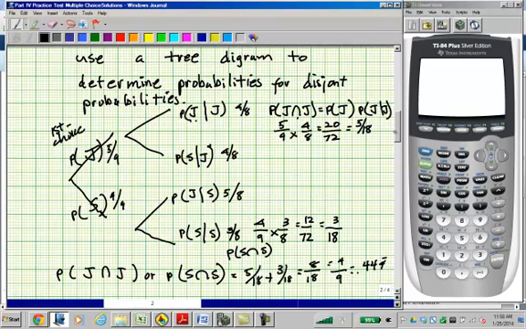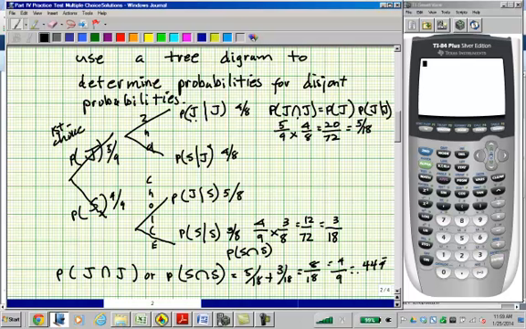So here's the first choice. The probability you get a junior is 5 out of 9. The probability you get a senior is 4 out of 9. Here's the second choice, the second set of branches. Given that you got a junior, the probability you get another junior is 4 out of 8. There's only 8 students left, and there's only 4 juniors left. Given that you got a junior, the probability of getting a senior, since we're on the junior branch here, is 4 out of 8. They're the same, and they add up to 1.